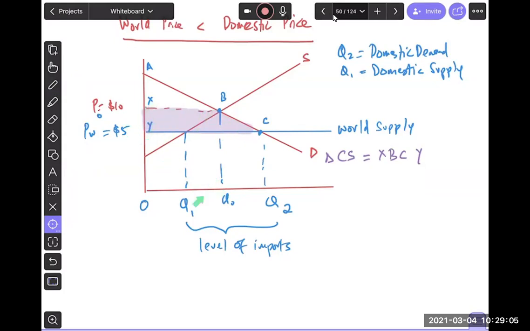Who loses out when you import? Which producers are losing out? Domestic producers are losing out. Who are those domestic producers who are losing out? From the diagram, what was the domestic sale before imports? Q0. What's the domestic sale now? Q1. So Q0 minus Q1 domestic producers are losing out. They can't sell anymore, and that's why they're losing out.